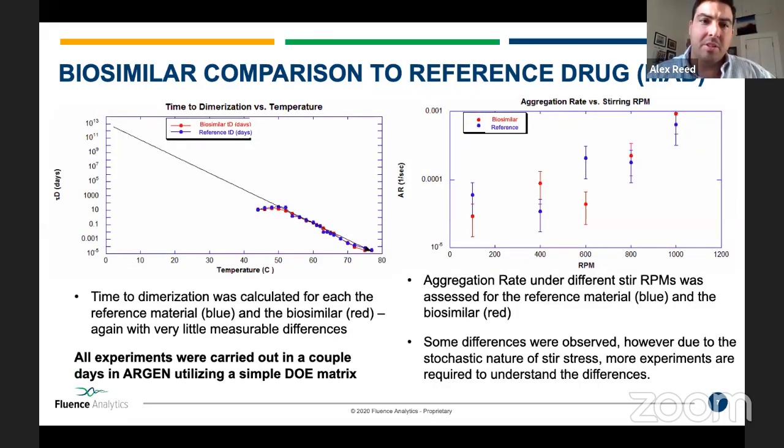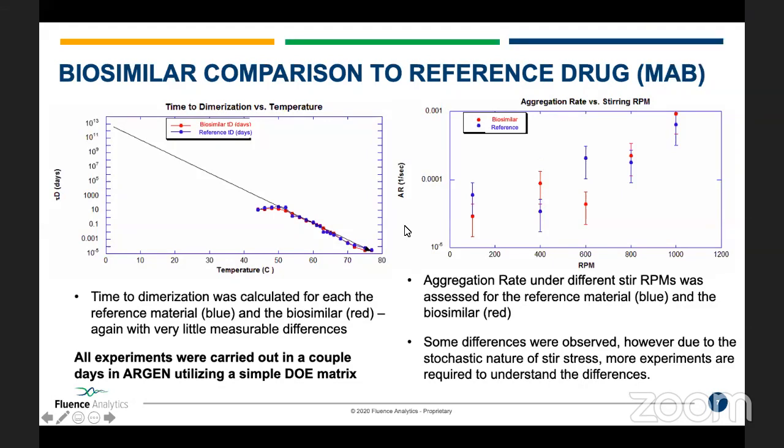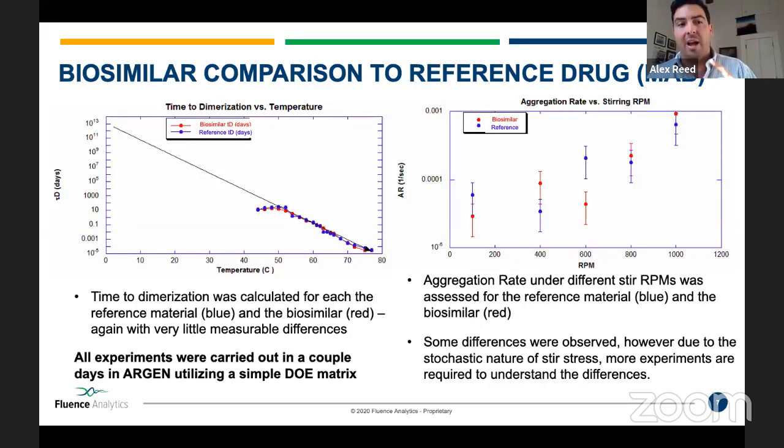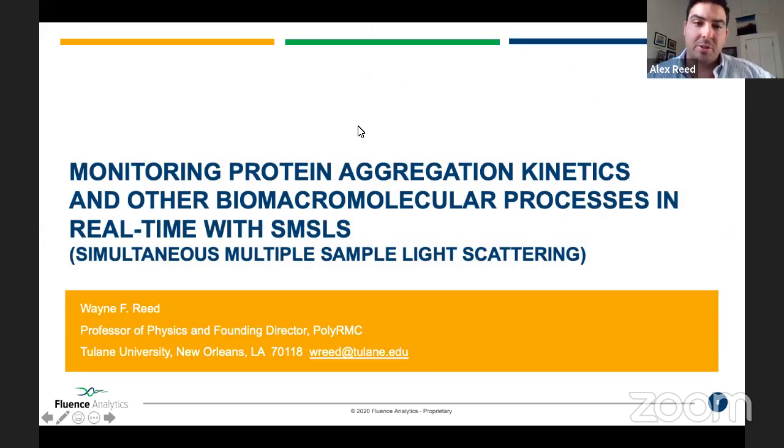Okay, and so just another test was, as I mentioned earlier, we can do aggregation rate to calculate or understand the time to dimerization. So again, we did that at the different temperatures, and you can see here, from something like 45C to 80C, how they behave in terms of the time to dimerization. And again, very, very similar, very little difference between the two samples. And then on the right-hand side, this was interesting, we were testing at different RPM rates. So we have control over the actual rate of the stir bar in the solution. And so we were assessing what the shear stress was.